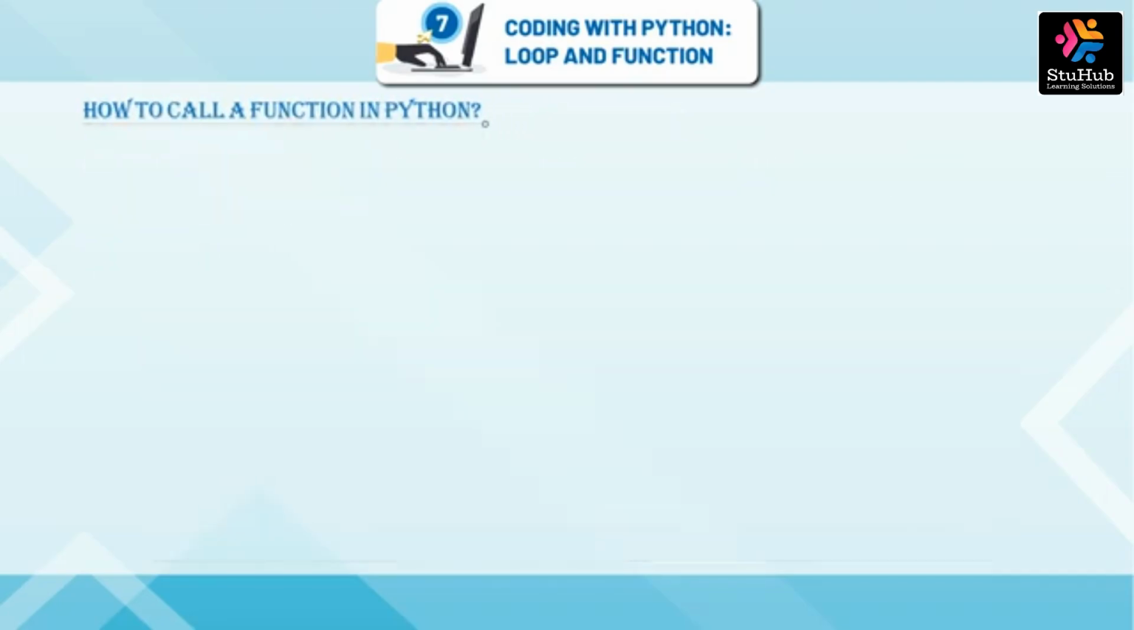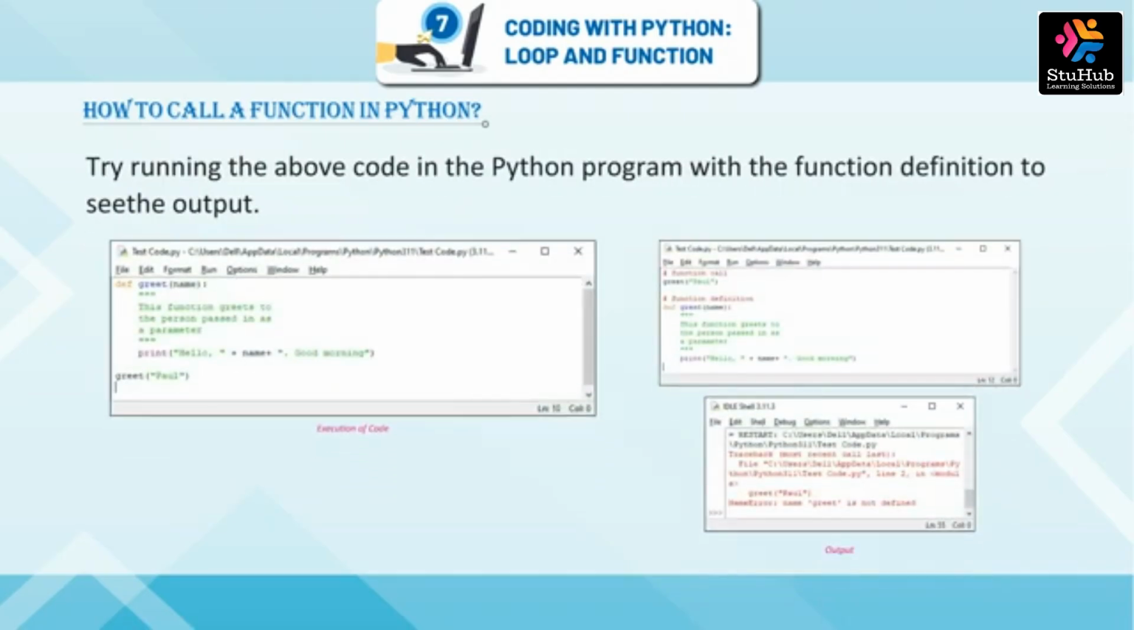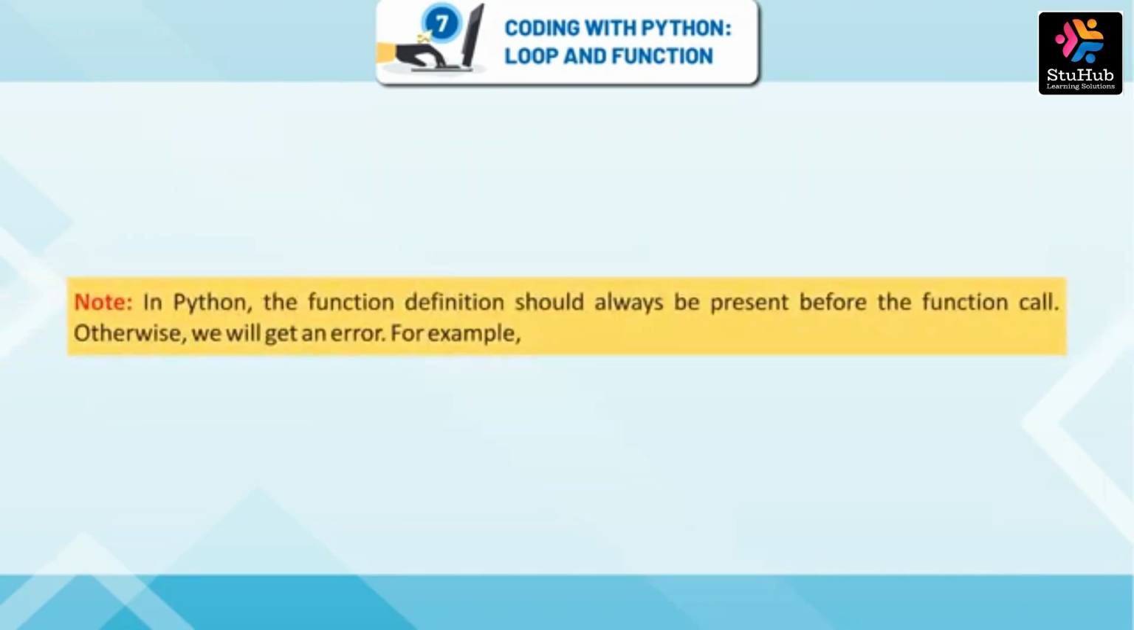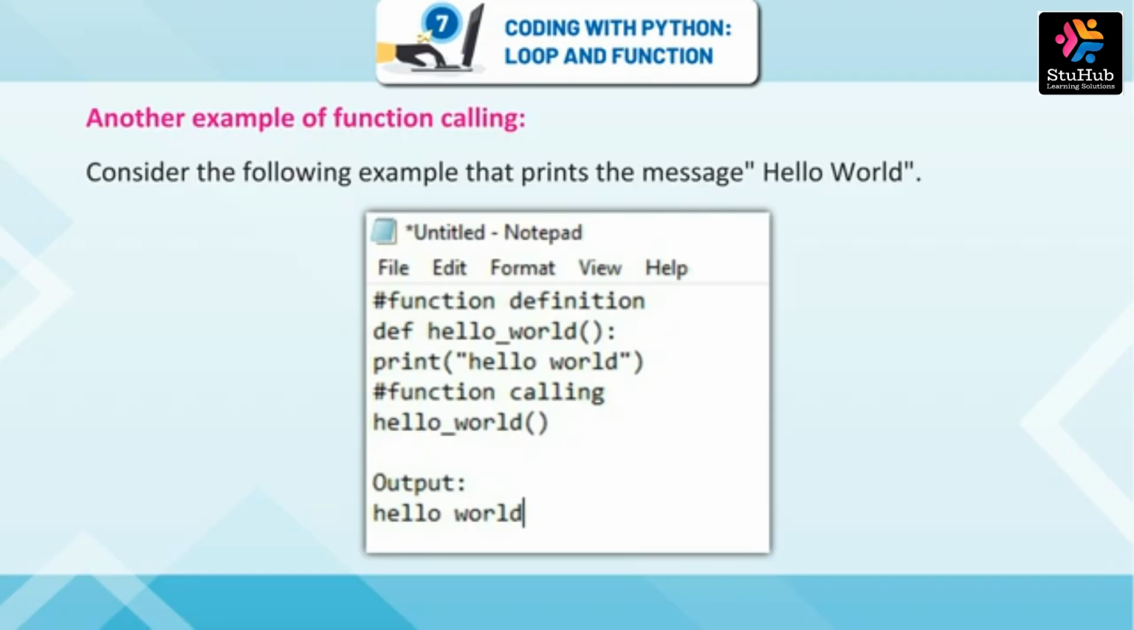Example: how to call a function in Python. Once we have defined a function, we can call it from another function, program, or even the Python prompt. To call a function, we simply type the function name with appropriate parameters. Try running the above code in the Python program with the function definition to see the output. Note: in Python, the function definition should always be present before the function call, otherwise we will get an error. For example, another example of function calling. Consider the following example that prints the message, "Hello world."